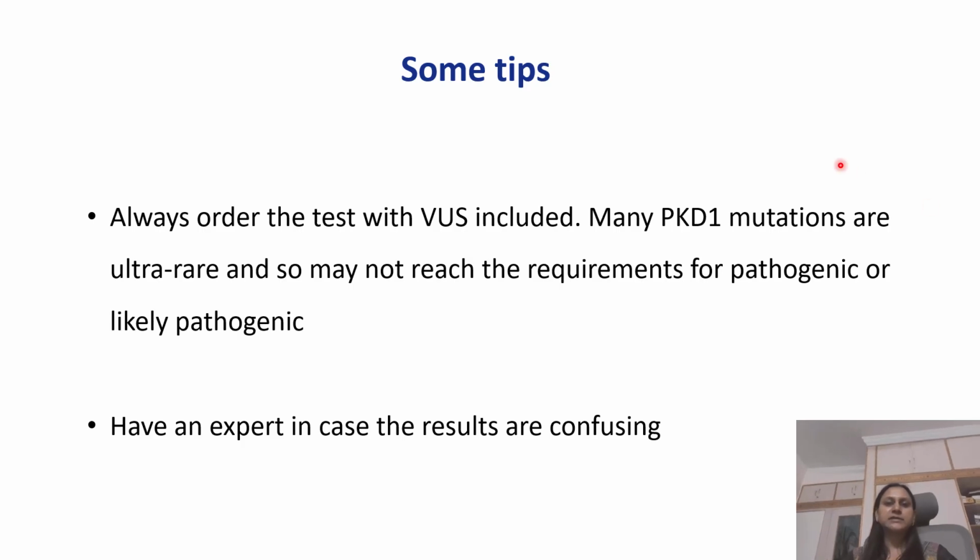Some tips that can increase the yield. First, always order the test with VUS reporting included, because so many PKD1 variants are ultra rare and private, and a genuinely causative variant may not meet the normal formal threshold for pathogenic or likely pathogenic and would be filtered out if VUS are suppressed. Second, have access to an expert, a genetics colleague or genomics board, for when results are ambiguous, because VUS interpretation and segregation analysis are where nephrologists most often get stuck.